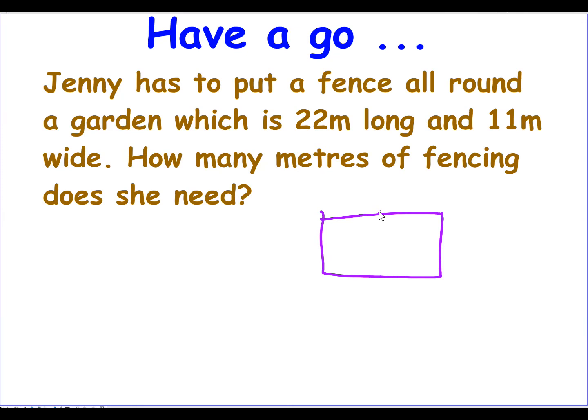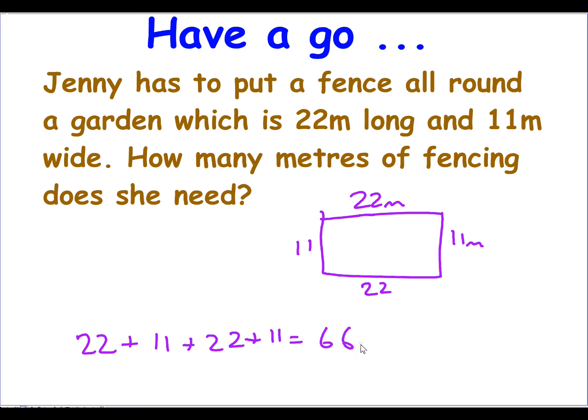Don't be frightened of making your own sketch. So you've got 22 metres by 11 metres. Don't forget we've got another 22 and another 11 because she's describing a rectangle. For your perimeter, add the 4 lengths and you get 66 metres for the perimeter, or the amount of fencing that she needs.